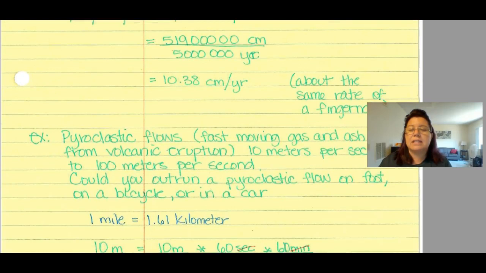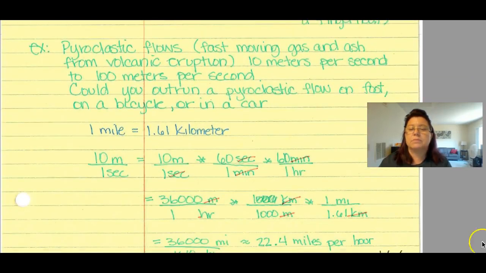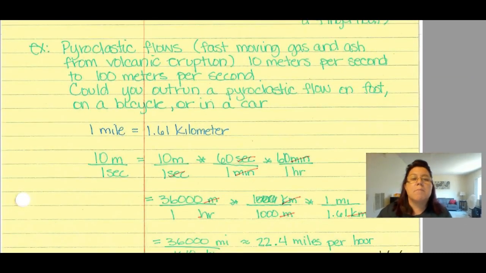Right, so let's try another one. Pyroclastic flows. That's the fast-moving gas and ash from a volcanic eruption. You've probably seen these on the news. 10 meters per second to 100 meters per second. Could you outrun a pyroclastic flow on foot, on a bicycle, or in a car?